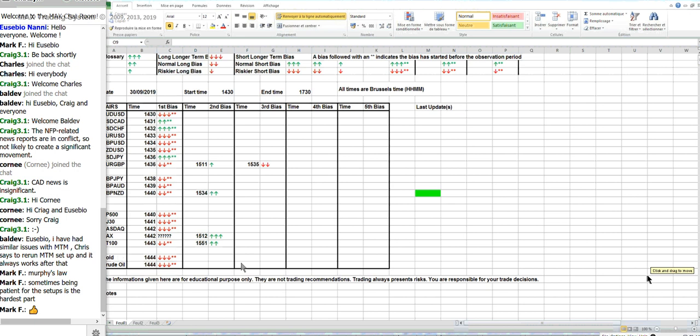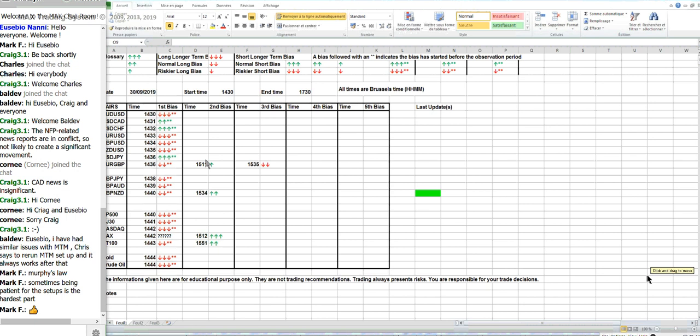I will consider the possibility for each pair to have a change in their bias several times a day. I will start my day as usual around the London Open, and I will indicate the day and the start time. I will use the military format and Brussels time, but I can change that, there is no problem. Whenever I analyze and see a change in the bias, I will indicate it in live condition. I will always indicate the direction of the bias and the time when I have seen the change.